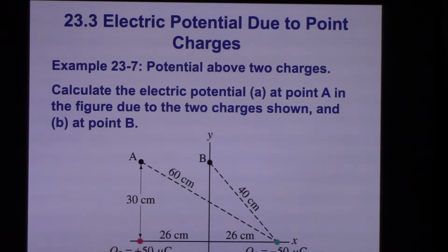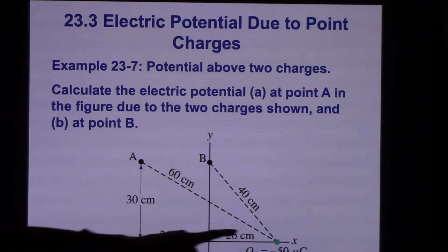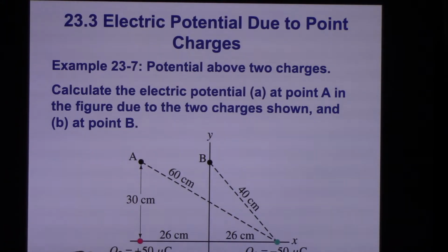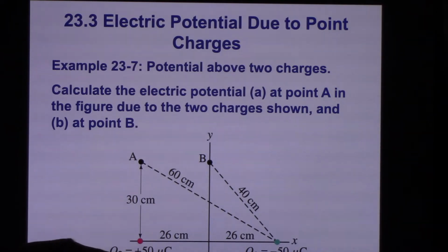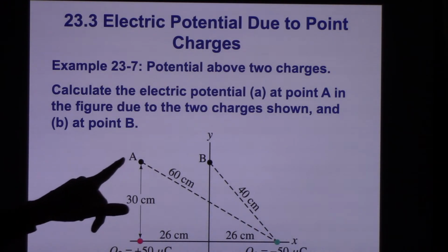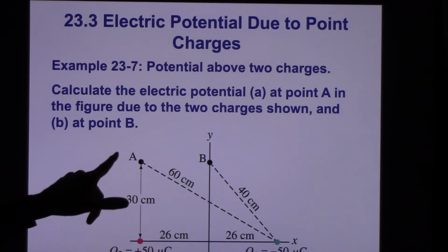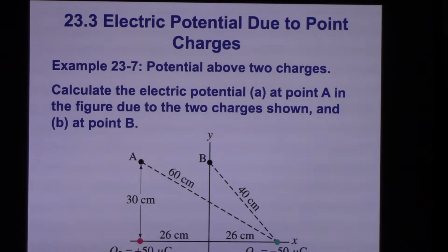Now, here's an interesting question. Here's charge 1, charge 2. They're both 50 microcoulombs. This one's negative and this one's positive. Now, I don't really know if this is familiar, but back in chapter 21, we did this problem, but we were calculating electric fields. Now, electric fields are vectors, and that meant that we had to calculate x and y components, and that was a lot to calculate.